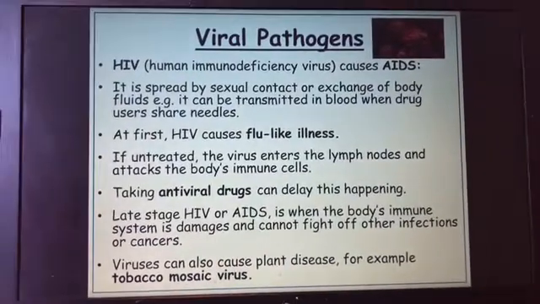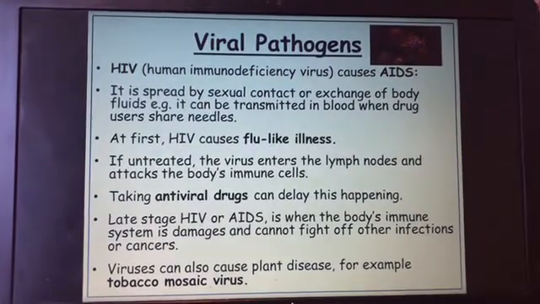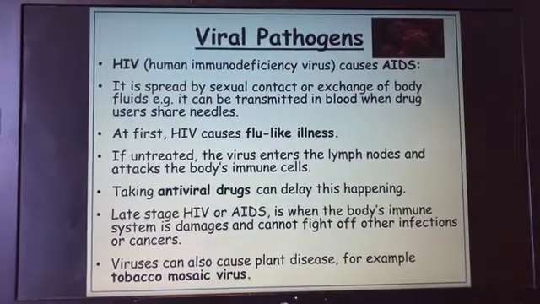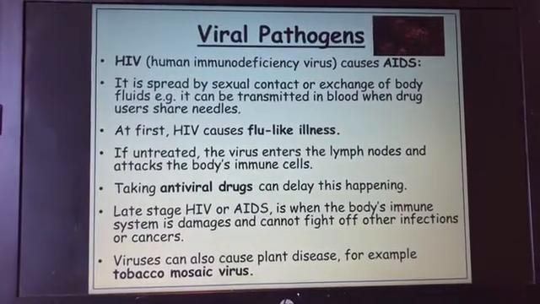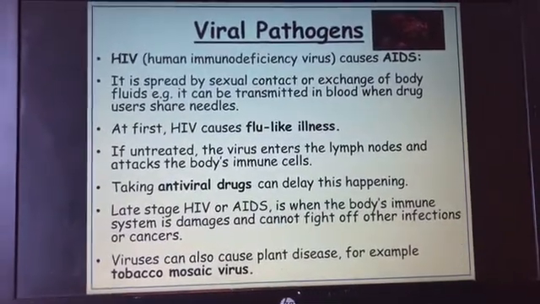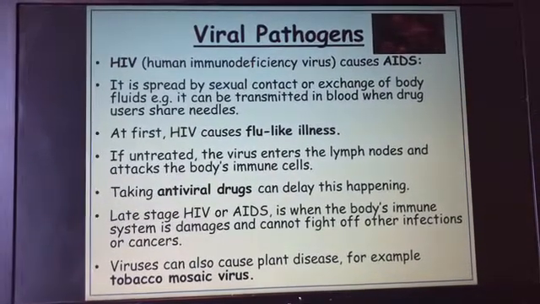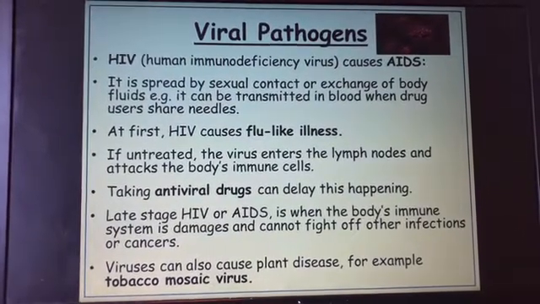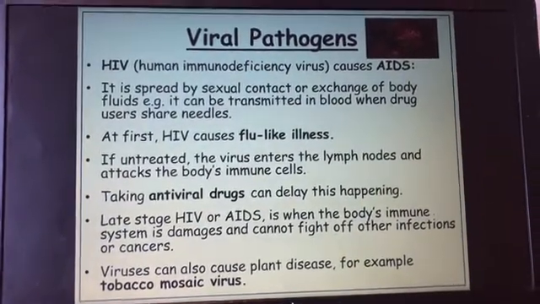Another type of viral pathogen is HIV, which stands for the human immunodeficiency virus, which can then lead on to AIDS, which is acquired immunodeficiency syndrome. It can be spread by sexual contact or exchange of body fluids, so it could be when you share needles, etc. At first, when somebody initially gets infected by HIV, they will get a flu-like illness, and then if untreated, the virus can enter the lymph nodes and attack the body's immune cells. If you take antiviral drugs, that can delay this happening, so it can delay the onset of AIDS.